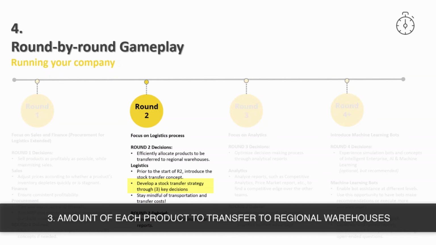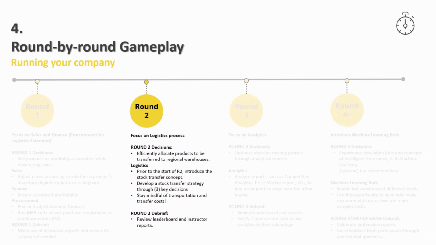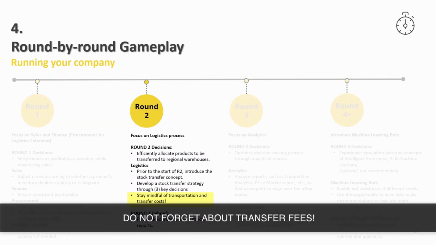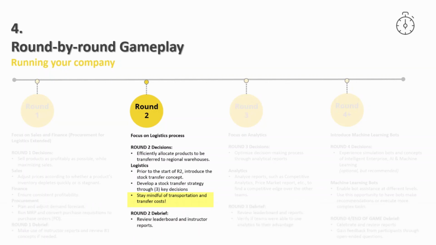2 major considerations are to be taken into account when developing the stock transfer strategy. 1. Each time stock transfer is made from the main warehouse to a specific regional warehouse, transfer fees of €100 are incurred. Goods allocation is a key element to any team's success.